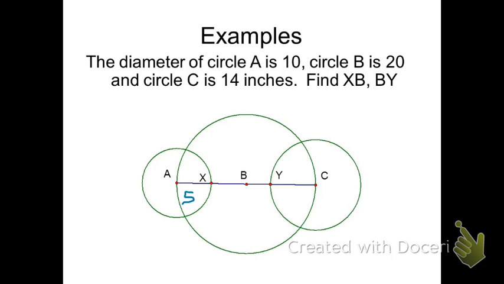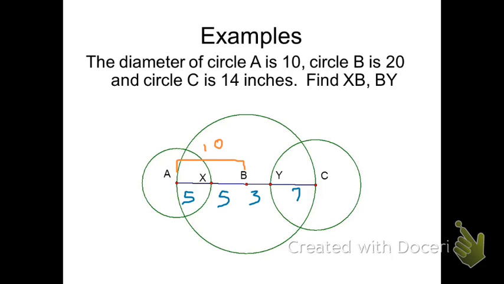It also says that the diameter of circle B is 20. So that means that this segment, AB, the radius, has to be 10. Which would mean that this segment, XB, has to be 5 in order for AB to add up to 10. We also know that the diameter of circle C is 14 inches. So that means that YC, the radius of circle C, has to be half of 14, which is 7. So that also means that BY would have to be 3 in order for radius BC of the big circle B to still be 10. So BY is 3.